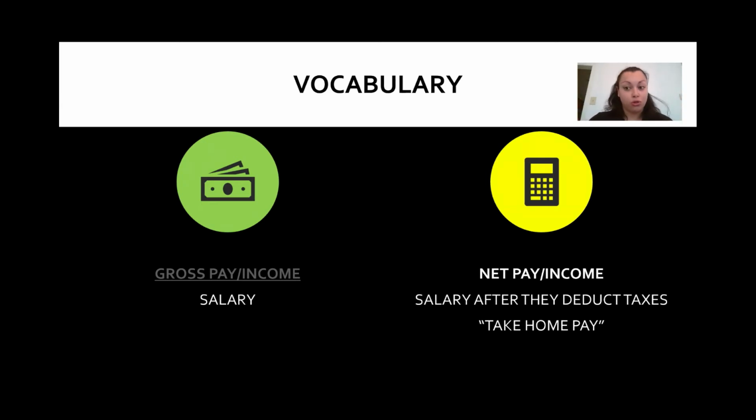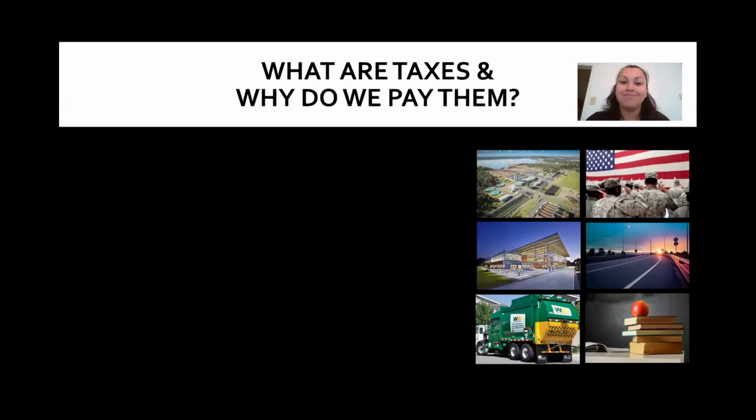Sometimes these are called gross pay and net pay. Gross pay or gross income is what your actual salary is. Someone might say, I'm offering you a job and it might be $100,000 or it might be $50,000. So that's what you make on paper. But do you actually take home the $100,000 or the $50,000? You don't. You take home what we call net income, which is your salary after they deduct taxes. We often call the net pay or the net income your take-home pay. That's what you get after the taxes are deducted or taken away.